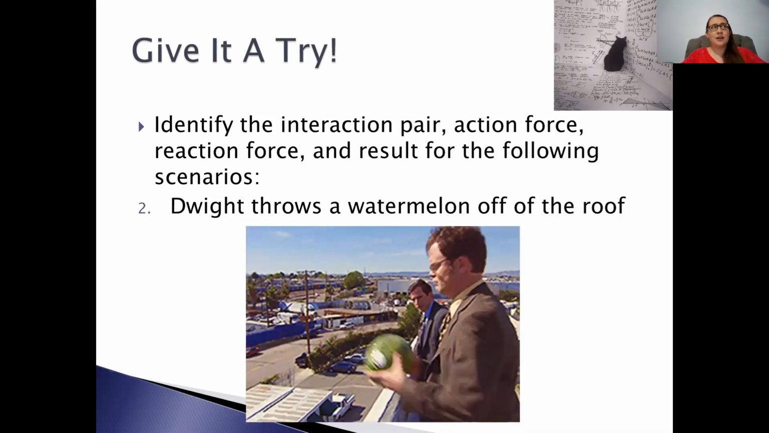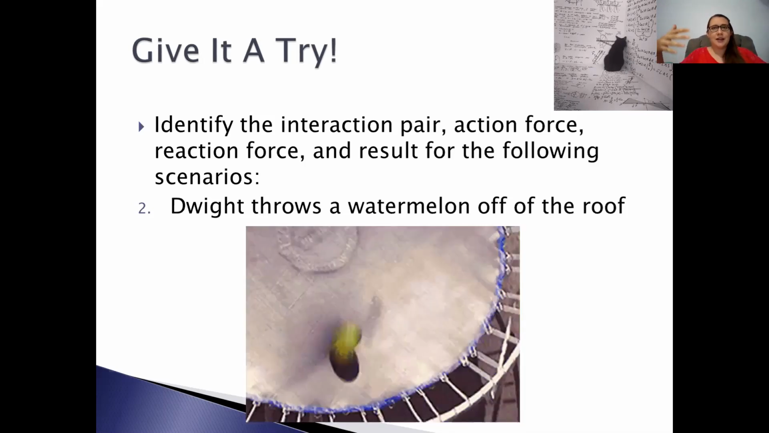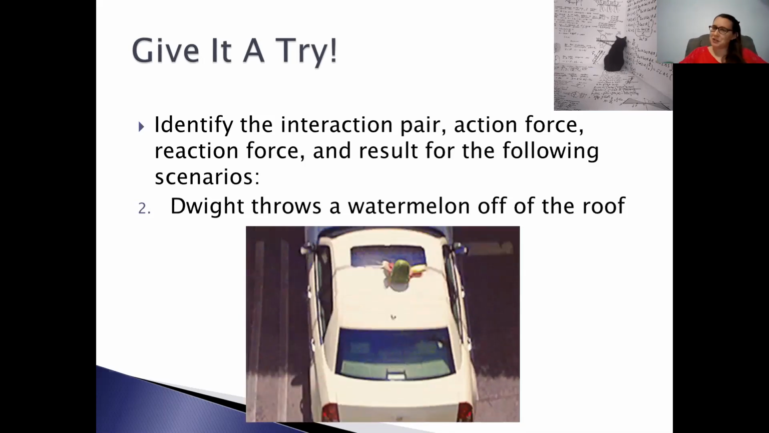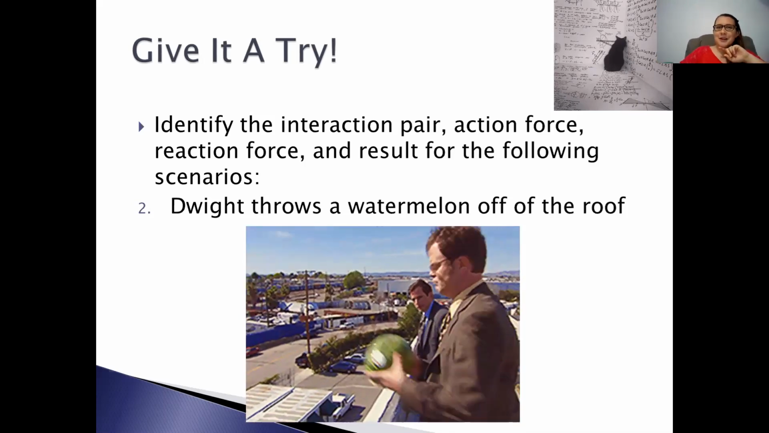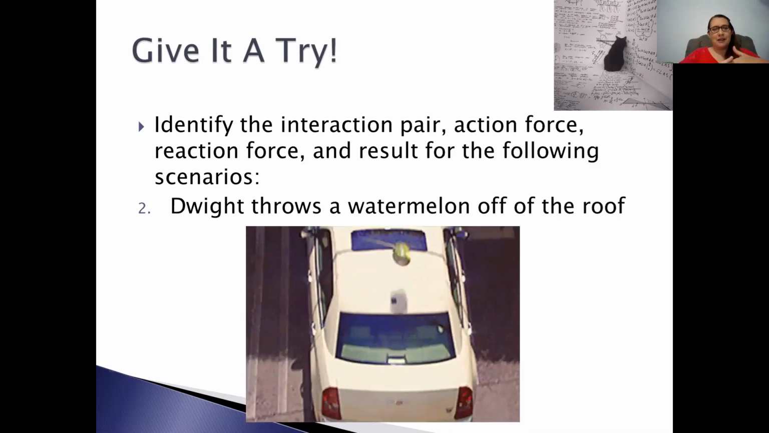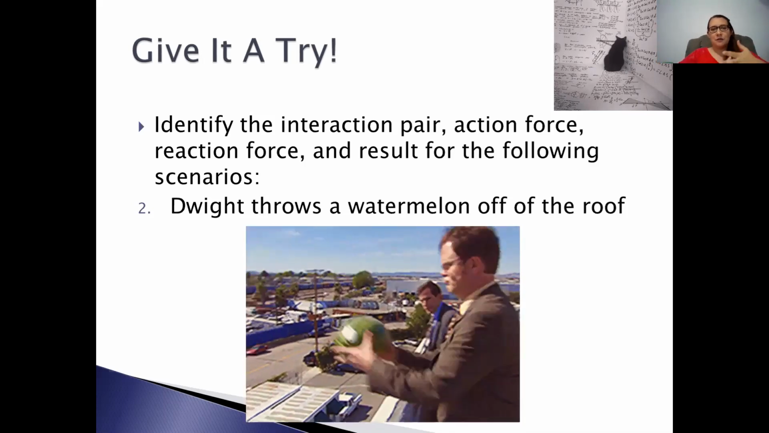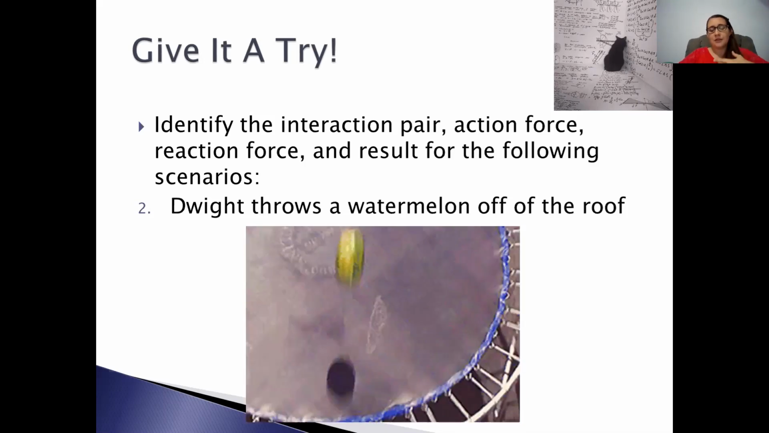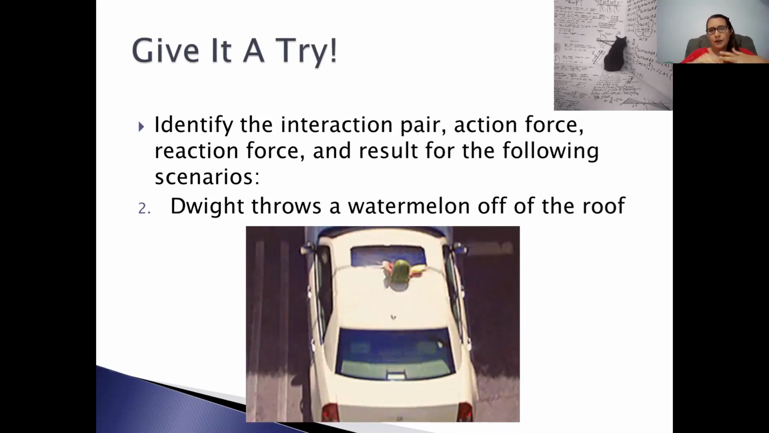But back to our example of the bug hitting the windshield, it's much easier to change the motion of one of those objects. And in this case, it's the watermelon. So that could be an interaction pair. Action force, reaction force, and the result would be the watermelon falls down.